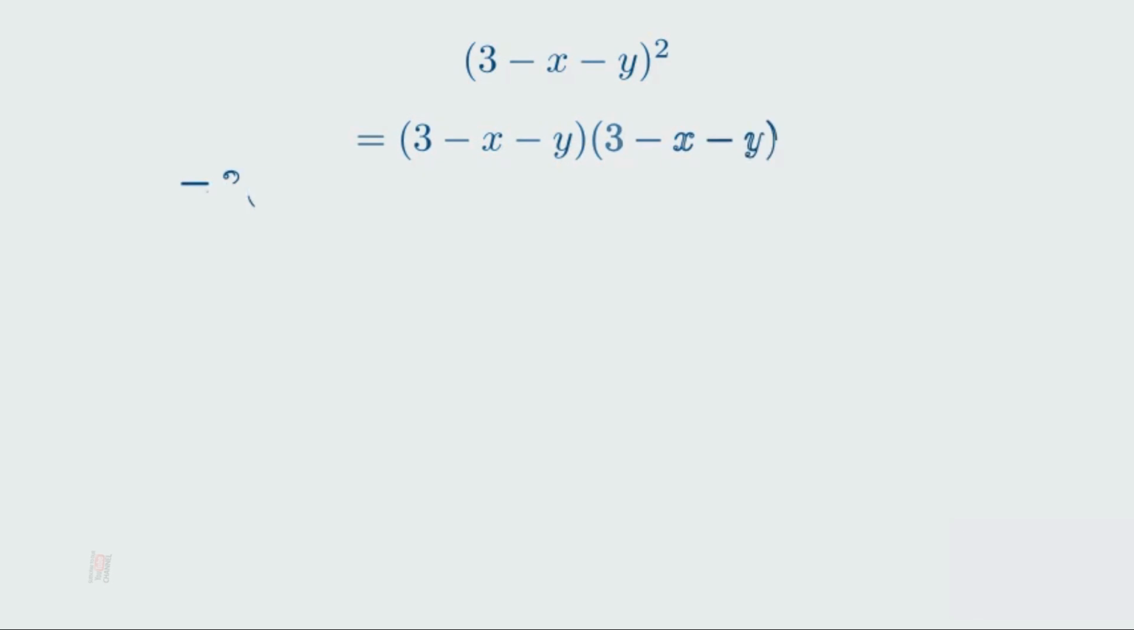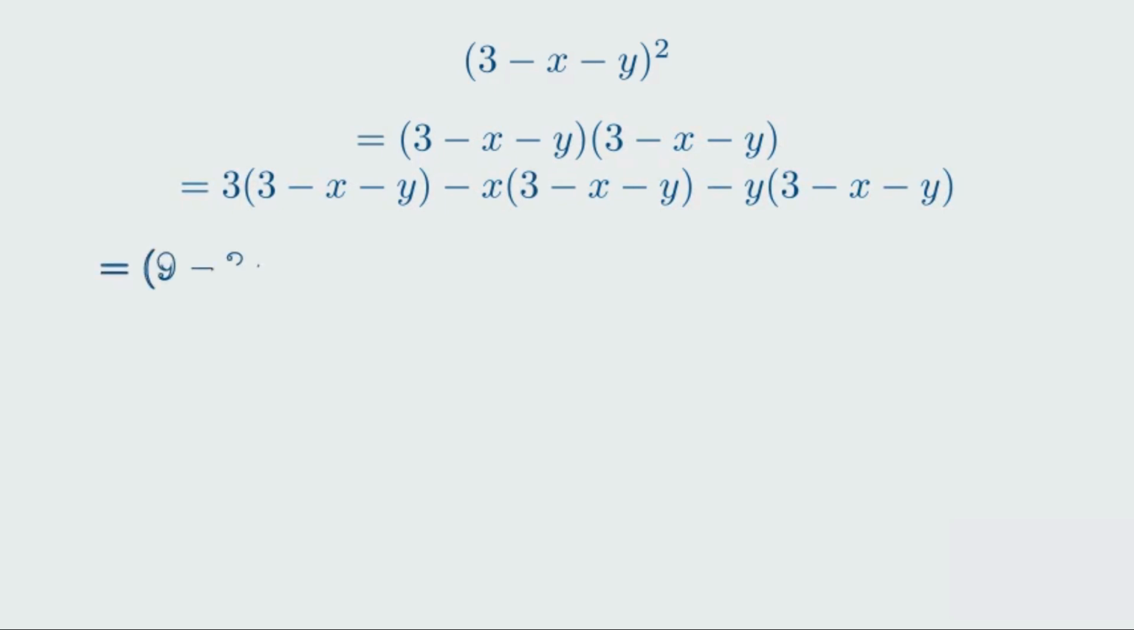Now, we need to expand and simplify this equation. Let's focus on the squared term, 3 minus x minus y squared. We can expand this by multiplying 3 minus x minus y by itself. Let's distribute each term. 3 times the expression gives 9 minus 3x minus 3y. Then, negative x times the expression gives negative 3x plus x squared plus xy. And negative y times the expression gives negative 3y plus xy plus y squared.